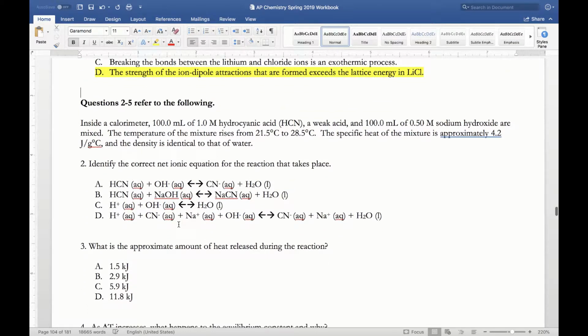Number 2. Inside a calorimeter, 100 mL of hydrocyanic acid, a weak acid, and 100 mL of 0.5 molar sodium hydroxide are mixed. The temperature of the mixture rises from 21.5 to 28.5. The specific heat is 4.2 and the density is identical to that of water, meaning since I'm adding 100 mL of the hydrocyanic acid and 100 mL of sodium hydroxide, the total mass is going to be 200 grams, since it's 100 mL plus 100 mL.